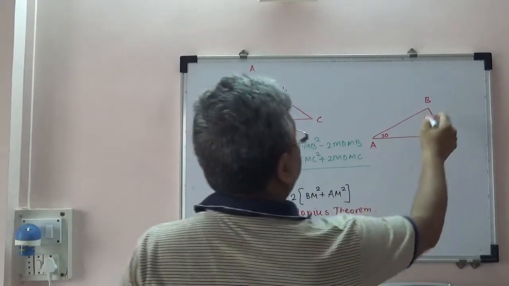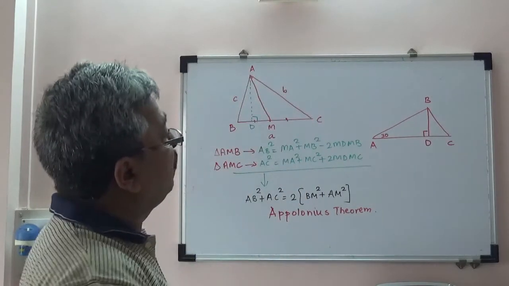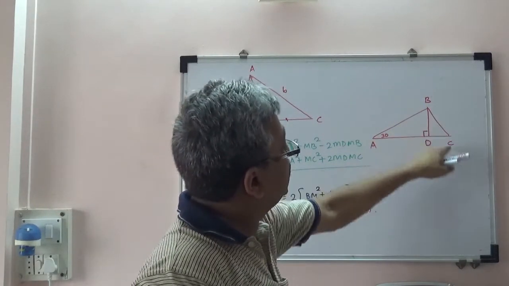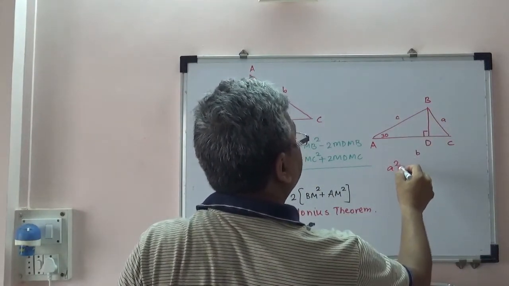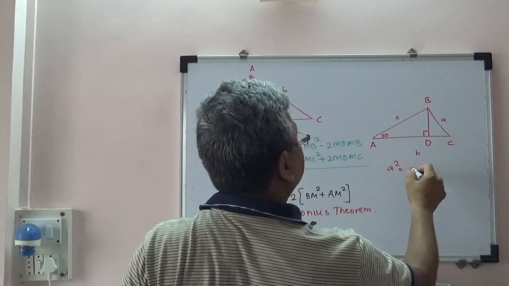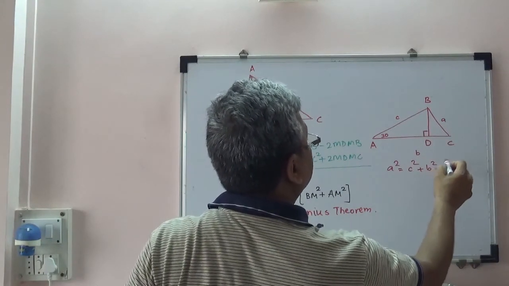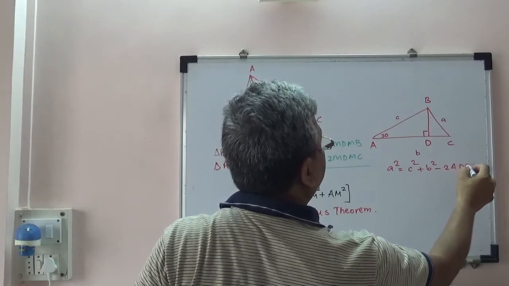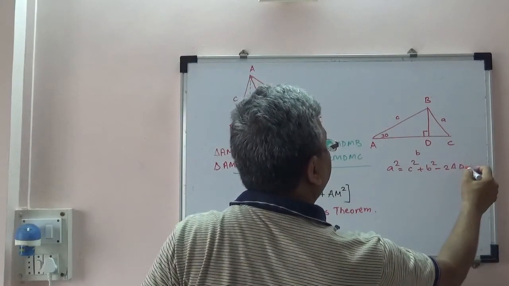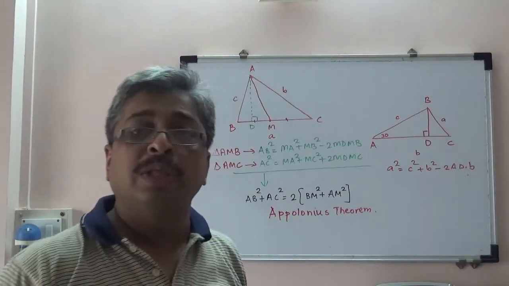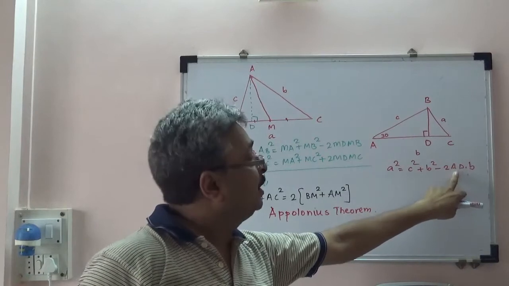Suppose it is 30 degree, then it is a special triangle. 30, 60, 90 is a special triangle. Therefore the formula will be BC square, that is small a square, is equal to AB square, that is c square, plus AC square, that is b square, minus 2 AD AC. So AD AC is AD into small b. Is that right? So the only element which is remaining, which is not in terms of a, b, c, is AD.